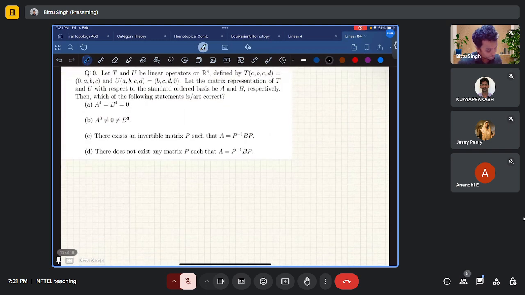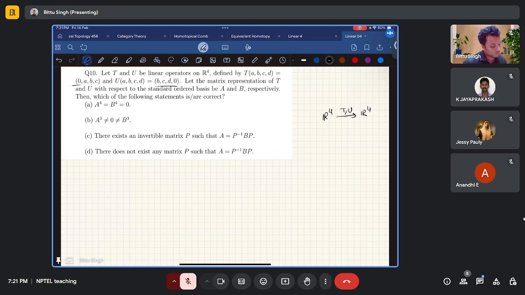Question number 10. Here T and U are linear operators operating on R4. Those are linear transformations from R4 to R4. T is given by this equation and U is given by this equation.